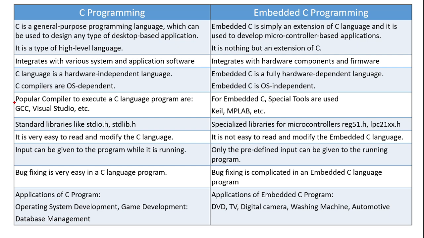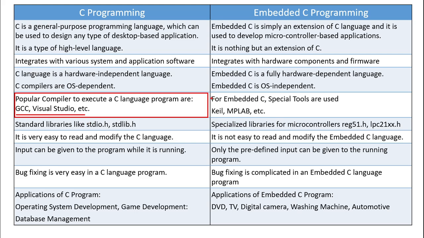The next point, if you observe here, C programming uses different compilers. Most used examples are the GCC compiler and Visual Studio compilers. So these two are just taken here, there are many compilers.